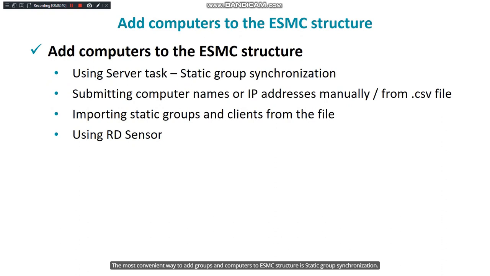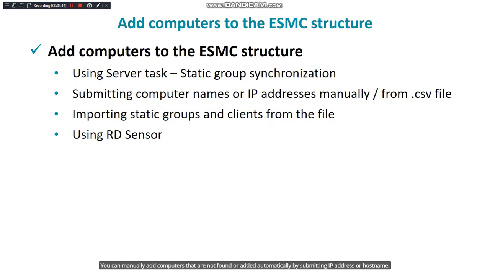How to add computers to ESMC? The most convenient way to add groups and computers to ESMC structure is static group synchronization. It is a server task that searches your network for computers, for instance Active Directory, and puts them into static groups in ESMC Web Console. By default, the task is created and executed at ESMC server startup. To track changes in computer structure, it is useful to create a scheduled trigger and let it run regularly.